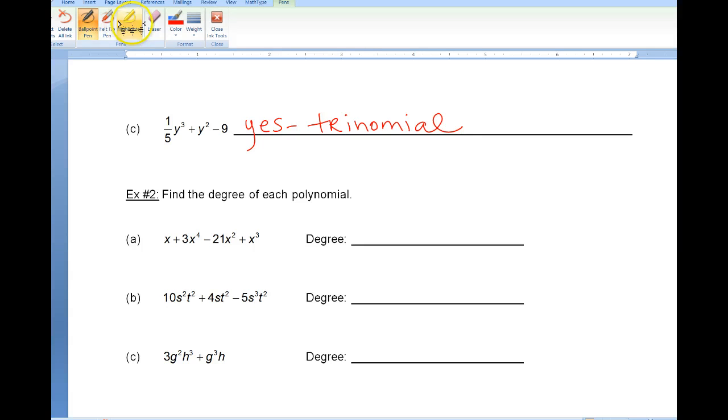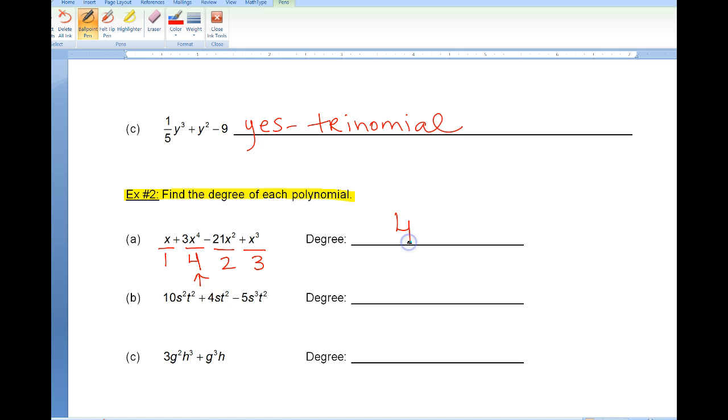In example 2, here we're going to find the degree of each polynomial. So we're going to look term by term to see what the degrees are. So the first term is degree 1, the second term is 4, the third term is 2, and the last term is 3. So I'm just looking at the exponents, and then I'm going to choose the largest exponent, which is 4.